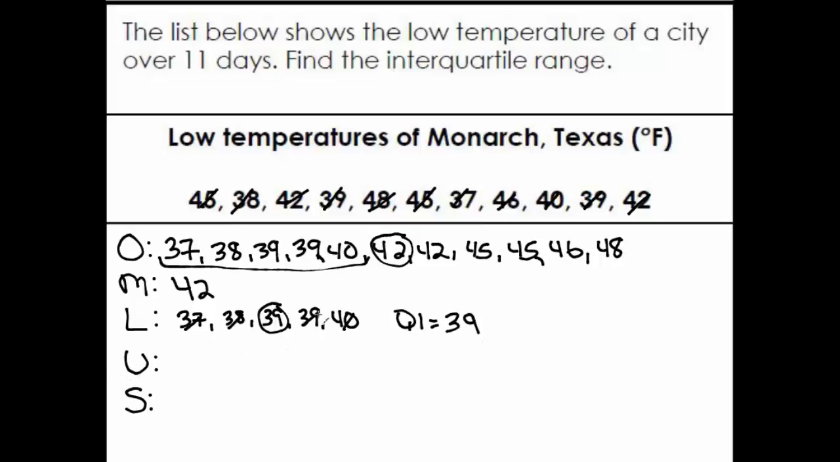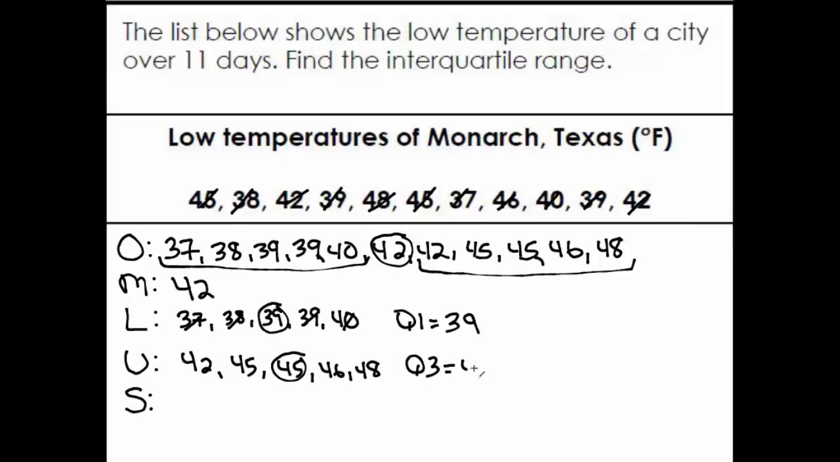Now the upper half, or the upper quartile, once again, we can rewrite those numbers. And just as another way to find a median, and in this case the upper quartile, we can count the numbers. And so there are 5 numbers here, which means that the third number is the median, or in this case, Q3, or the upper quartile.